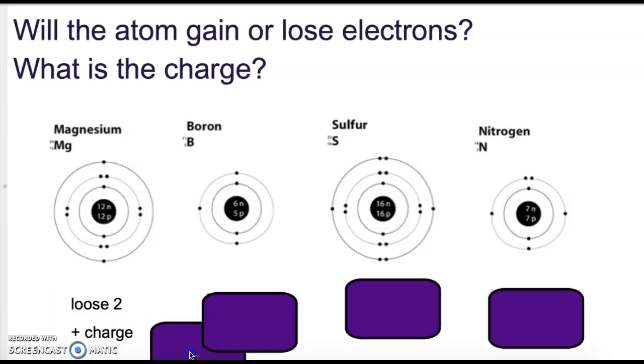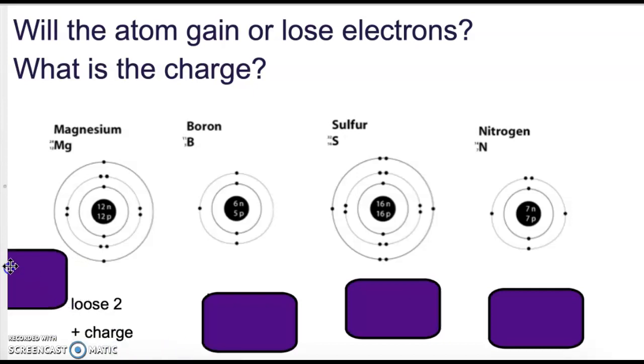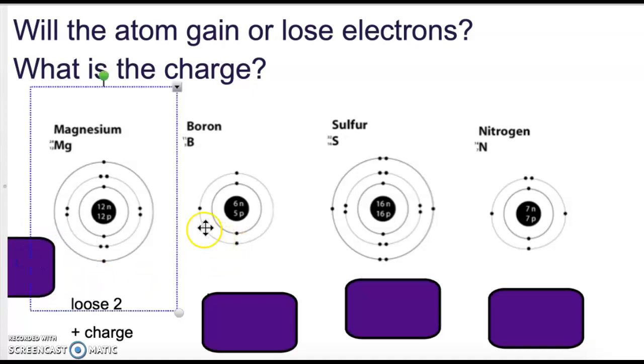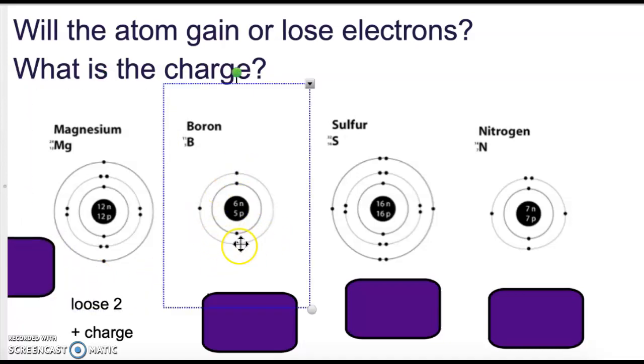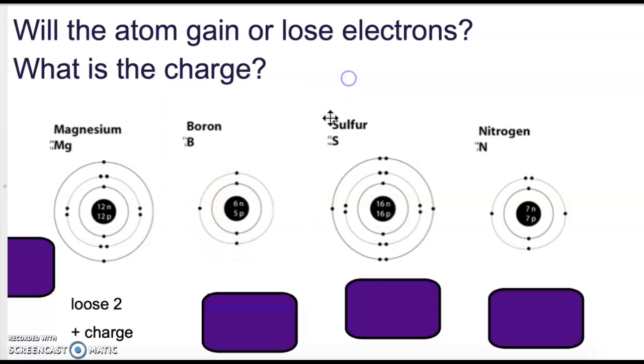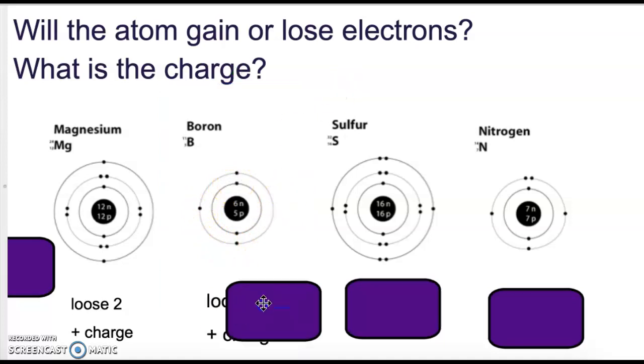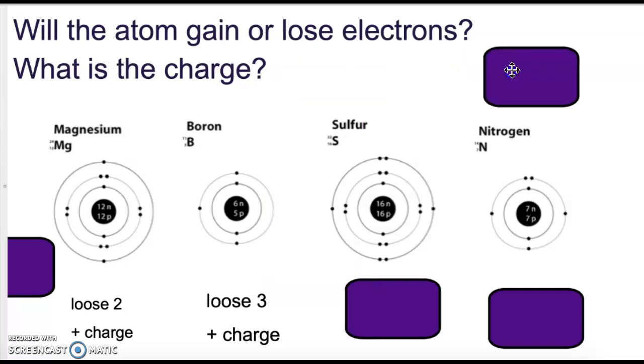Okay, let's look at boron. Boron has 3 valence electrons on its outer orbit, and so because boron has 3, remember, less than 4, it will lose. So it will lose 3 and it will become a positive charge.